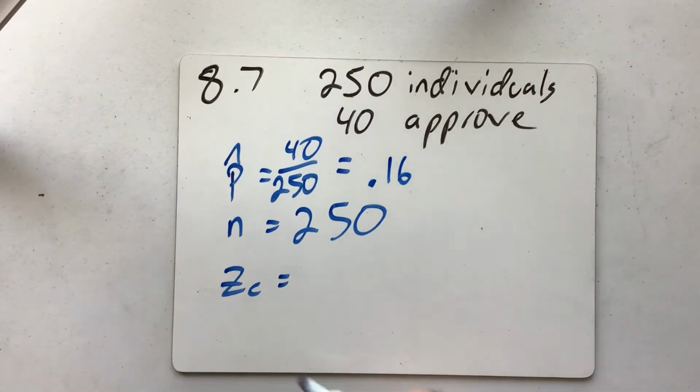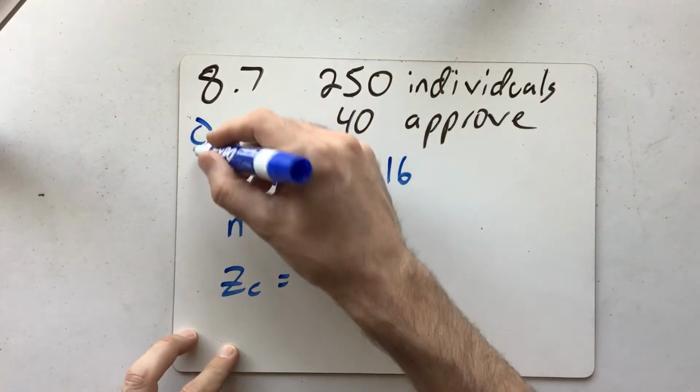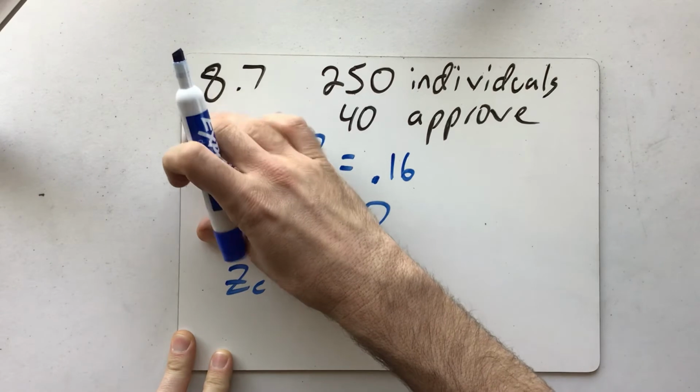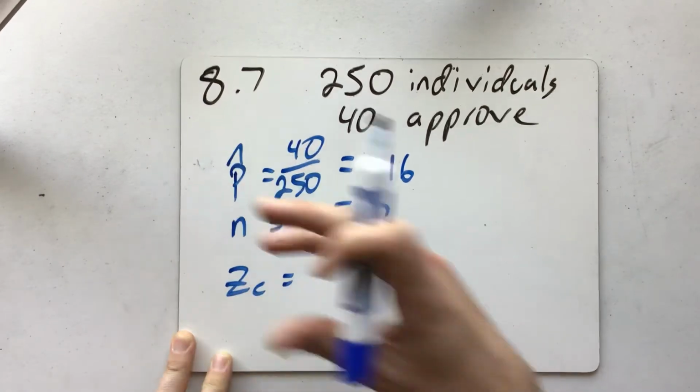And now zc, how do we figure out zc? Well, zc comes from the fact that we're looking for a 90% confidence interval. Oh, maybe I should do this problem. Let's go ahead and start on part C, and then we'll come back. So we're looking for a 90% confidence interval.